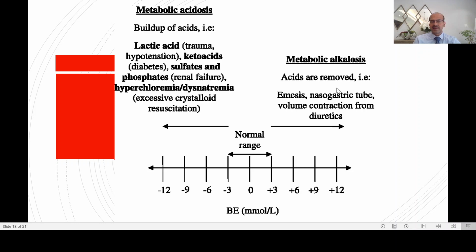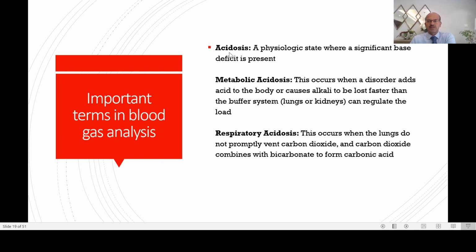Metabolic alkalosis is where the acids are removed in excess or you lose bicarbonate. So vomiting, nasogastric tube aspirates and diuretic use can be a factor. So acidosis is a physiologic state where a significant base deficit is present, and metabolic acidosis occurs when a disorder adds acid to the body or causes alkali to be lost faster. So the former will cause a high anion gap acidosis, while losing alkali will cause a normal anion gap acidosis, because when the bicarb is lost, the chloride goes up and balances the anion gap.